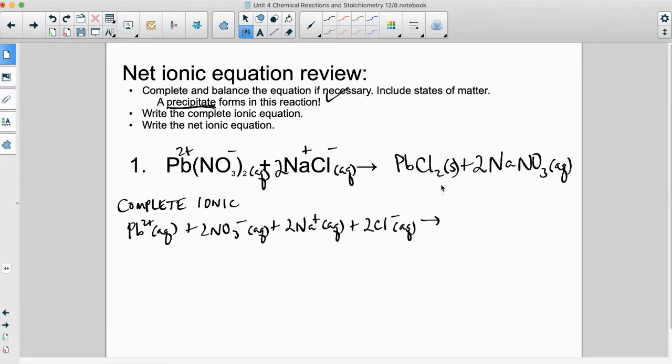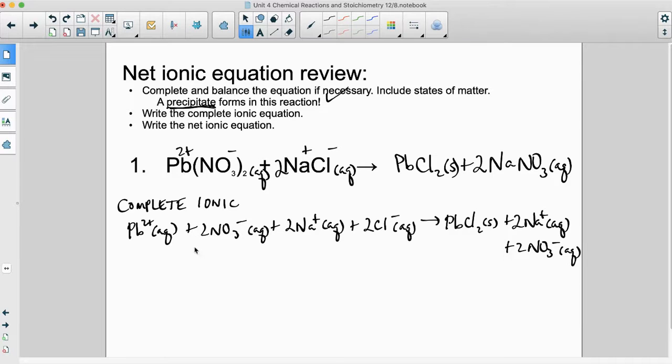When we get to the PbCl2, that's a solid. It's the precipitate. We do not break that apart. That stays together. Then finally, the 2Na+ and 2NO3-. So we can see here we've broken up things into their aqueous ions. Just recall that we made that chart of what dissociates and what does not dissociate. And we need to keep that in mind here.